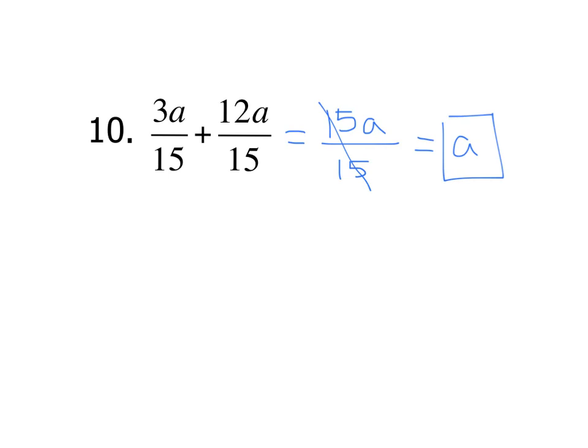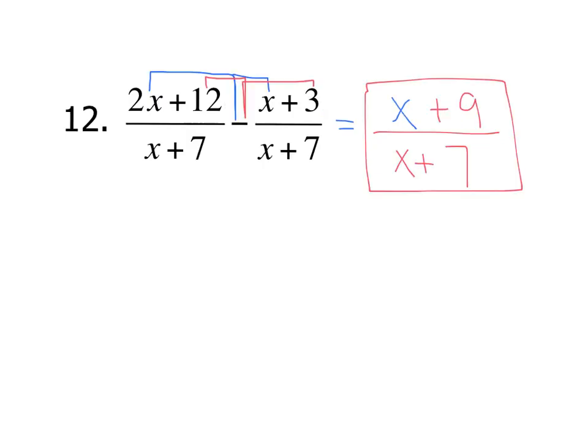There's number 10. Pretty basic there, pretty simple. And lastly, here's number 12, pretty basic. 2x minus x is x, 12 minus 3 is 9 over x plus 7. Nothing can be simplified, so therefore that is your answer.